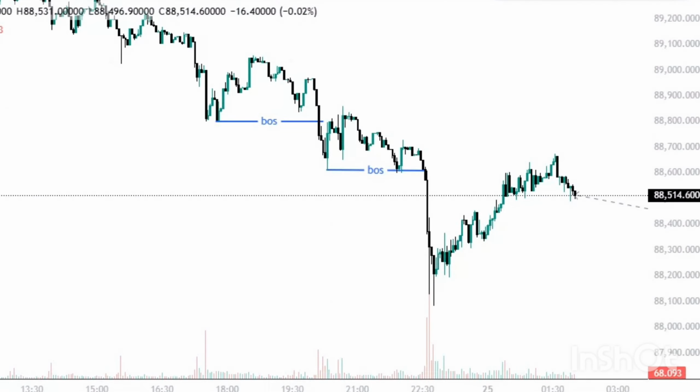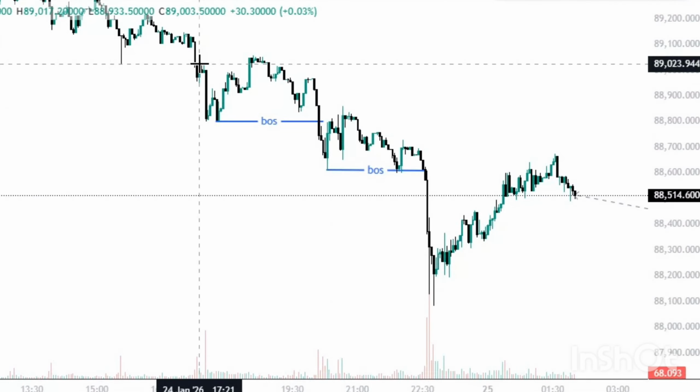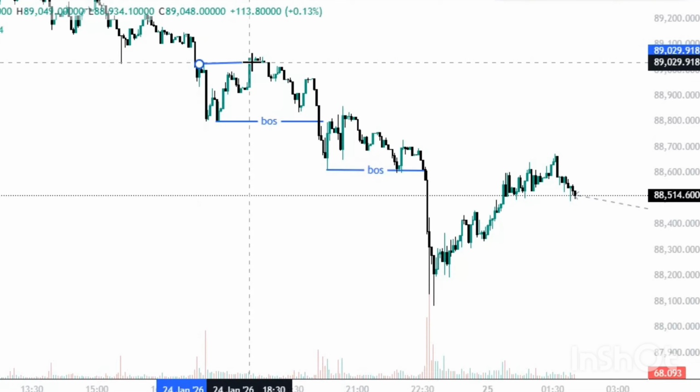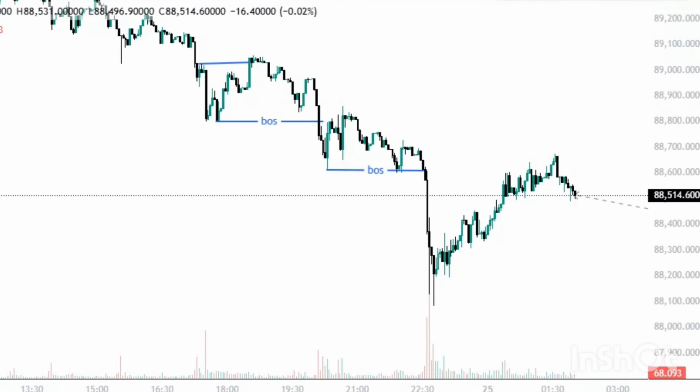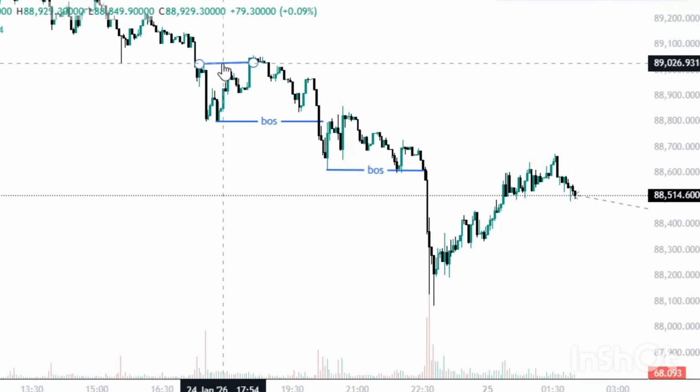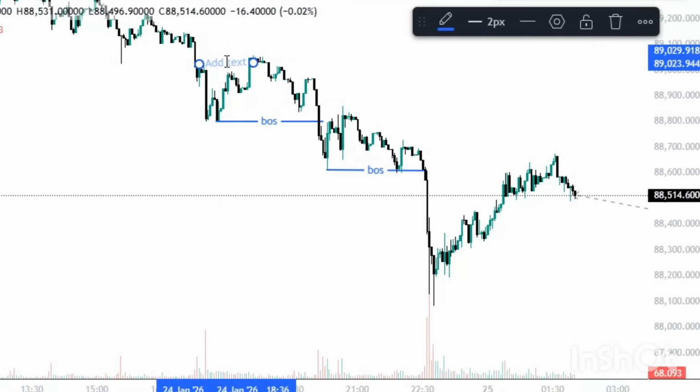Now let's define a valid order block. For me, a high-quality order block must meet two conditions. 1, it must be responsible for a break or shift in structure. 2, before the impulsive move, it must have taken liquidity.